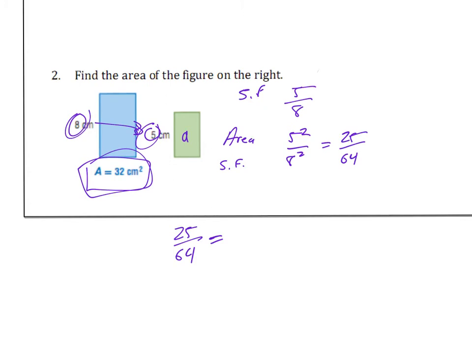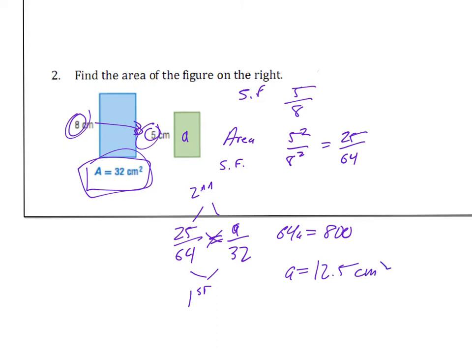I want the top one to be A and the bottom one to be 32, because this is both the second shape and that's both from the first shape. So a little cross product: 64A equals 25 times 32. That's going to equal 800 divided by 64. So my area is going to be 12.5 centimeters squared.